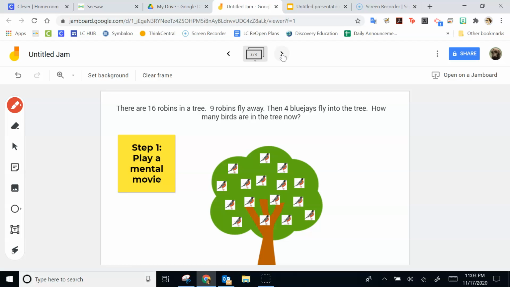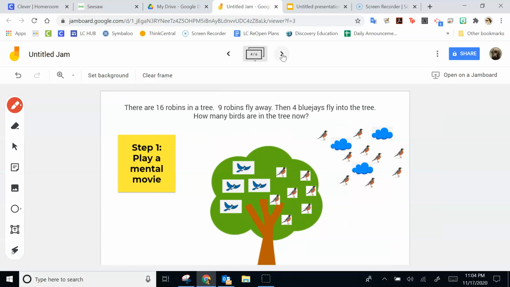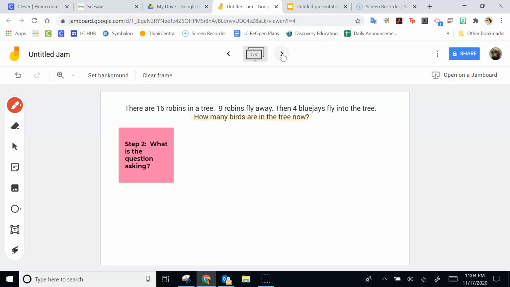So I see that I have 16 robins in the tree. My next bit of information says that 9 of them fly away. It never says how many are left. It just says 9 fly away. And now 4 blue jays fly into the tree. How many birds are in the tree? Well, step 1 is really always playing that mental movie so you really understand the picture and the 2 steps that happen. Step 2 is, what's the question asking? And in this problem, the question is asking, how many birds are in the tree now?